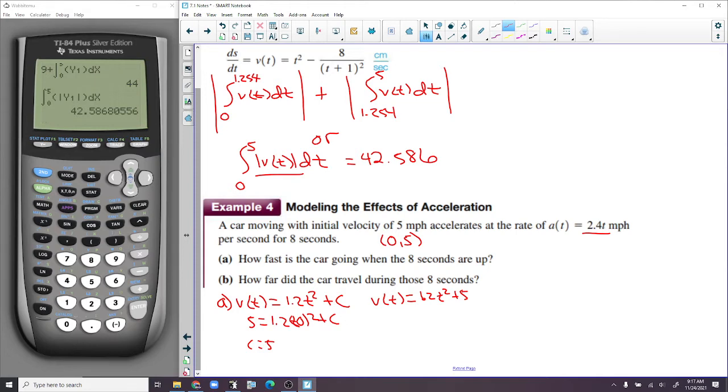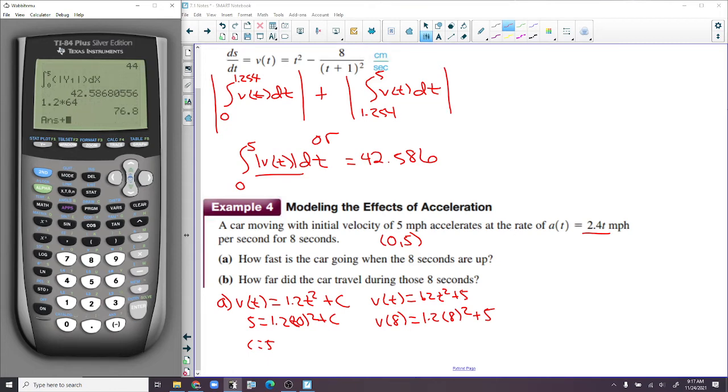All right, but did we answer the question? How fast is a car going when the 8 seconds are up? Now, v of 8 is equal to 1.2 times 8 squared plus 5. So 1.2 times 64 plus 5. So 81.8. Woo, flying. 81.8 miles per hour.